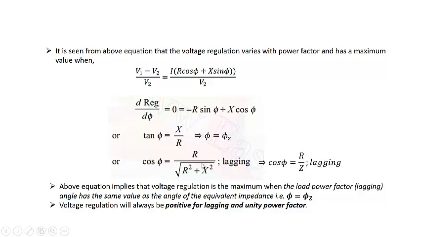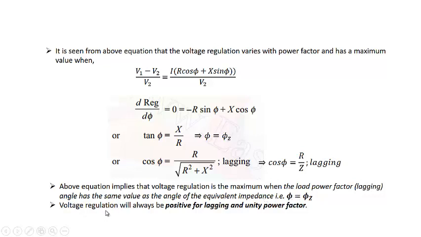Power factor of load should be given in terms of the parameters of the transformer. That will be r divided by square root of r square plus x square, lagging. Cos phi will be equal to r by z lagging. So it implies that the voltage regulation is maximum when the load power factor, that should be lagging, angle has the same value as that of the angle of equivalent impedance. That means phi should be equal to phi z.